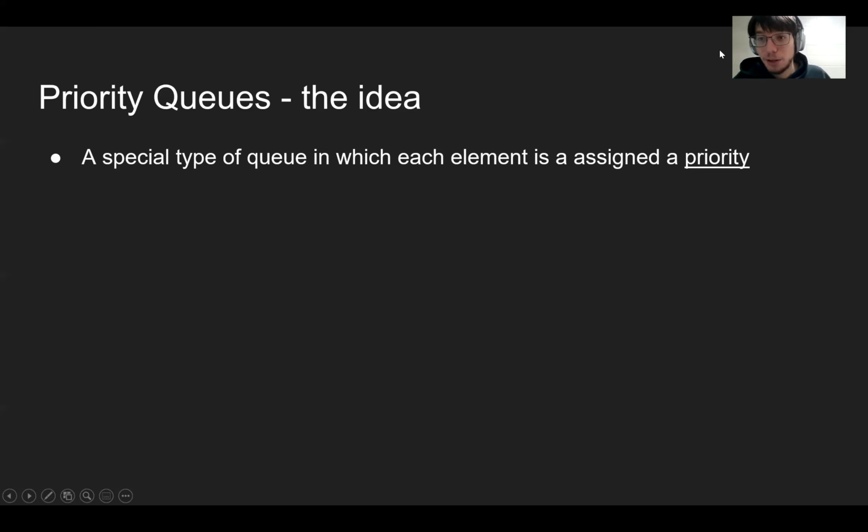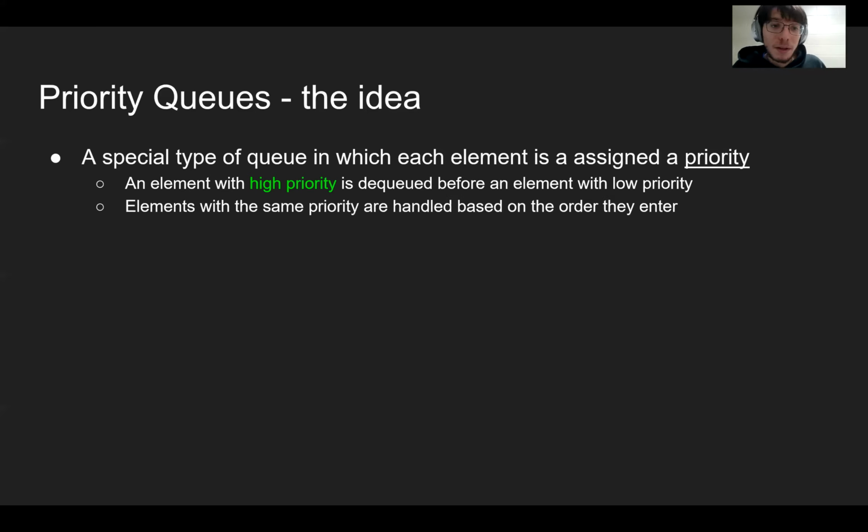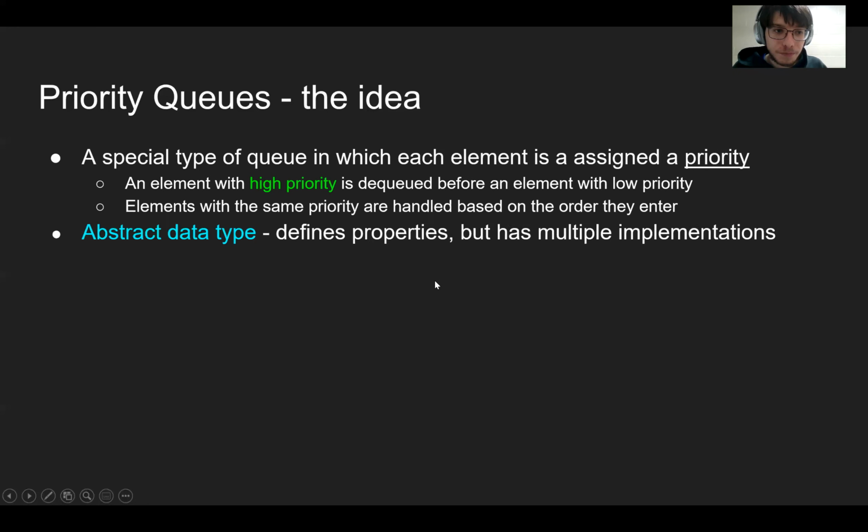And you assign each element a priority. In regular queues, you do that too, but the priority is just when you put it in. An element with the highest priority is dequeued before the element with the lowest priority. So just like with regular queues, the thing that has the highest priority is removed first. And elements with the same priority are handled based on the order they entered. So in that case, it just defaults to regular queue behavior. Now, kind of like how stacks and queues are, priority queues are abstract data types. An abstract data type defines the properties and has multiple implementations.